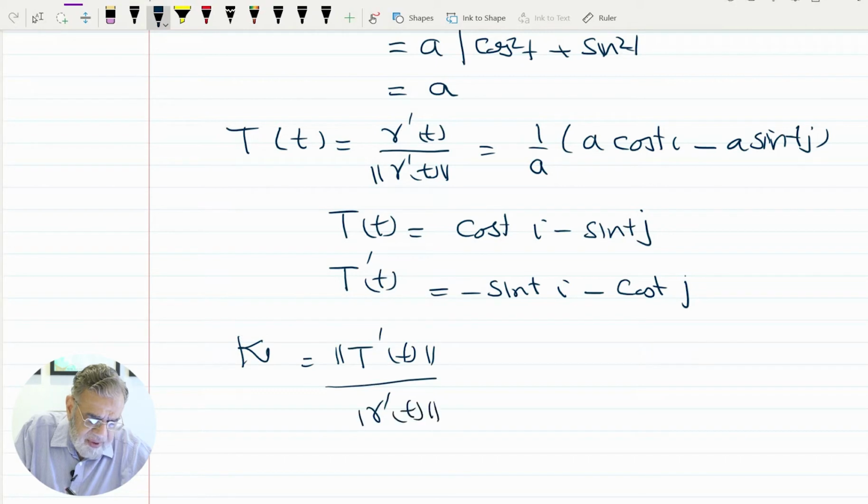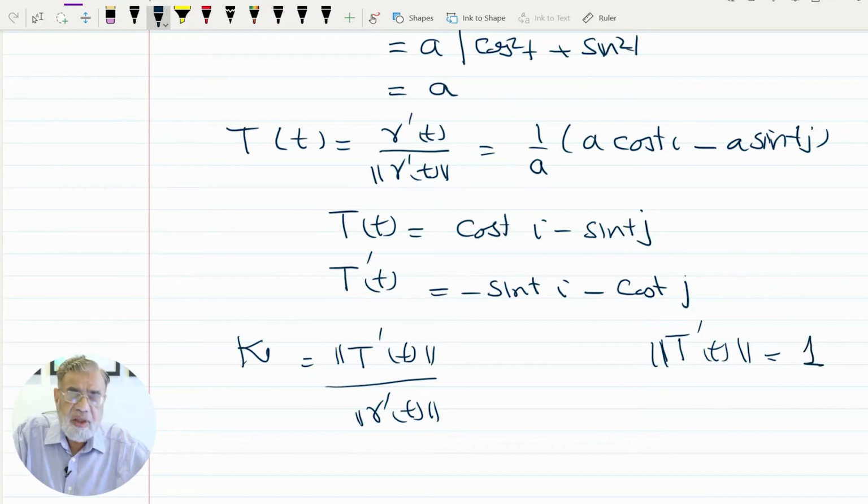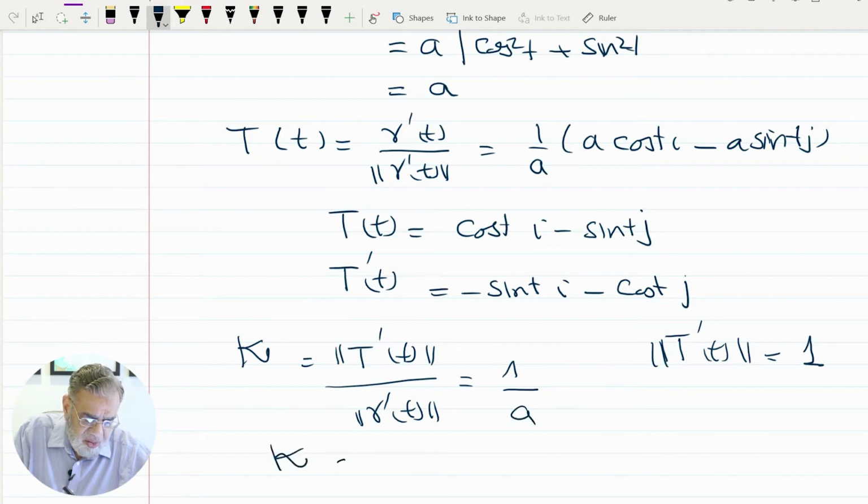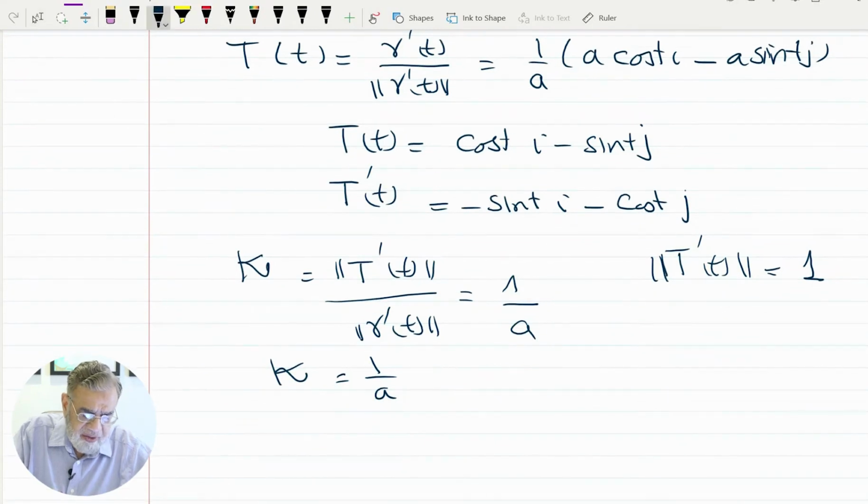So I find the magnitude of T dash of t. The magnitude of T dash of t is simple, we can find it immediately. That's equal to the root of sine square t plus cosine square t, which is equal to 1. So I can write this equal to 1, and the magnitude of r dash of t is a. So my kappa is equal to 1 upon a. So this is my curvature of a circle, the curvature of a circle of radius a.